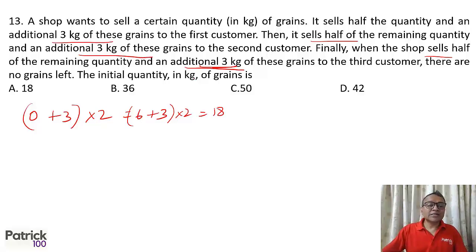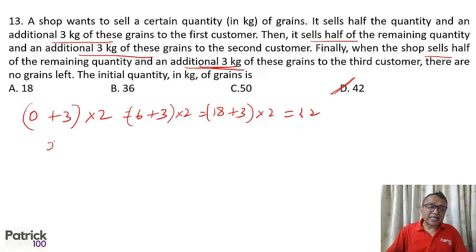Continuing with the same case, 3 kg you sold, so plus 3. That was 3 kg this one, that means you gave away 3 kg. We did minus 3 in the previous case, so here we do plus 3 and we double. We'll get 42. That's the answer. Simple reverse calculation.